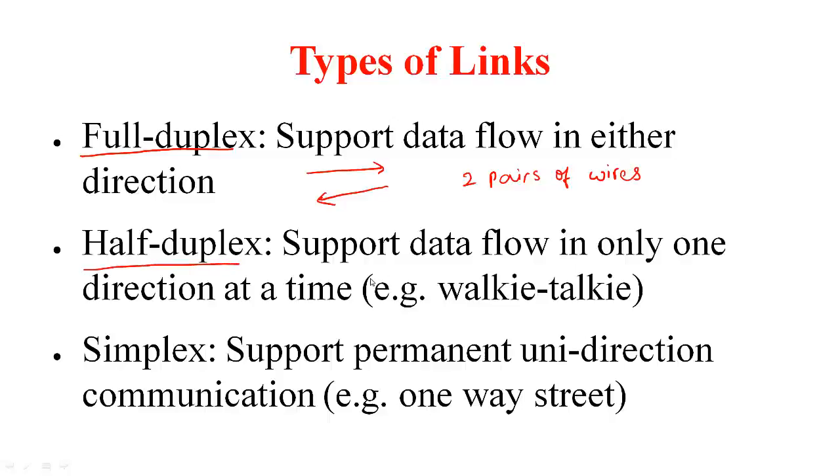The way you can relate to this is through a walkie-talkie. In walkie-talkies, you talk, stop, and then provide an opportunity for the other person to talk. In other words, two people cannot talk at the same time. Now in simplex links, you support unidirectional communication permanently. In other words, you cannot have data flow in from the other direction. This is not permitted. You only permit data flow in one direction. The way to relate to this is through a one-way street.